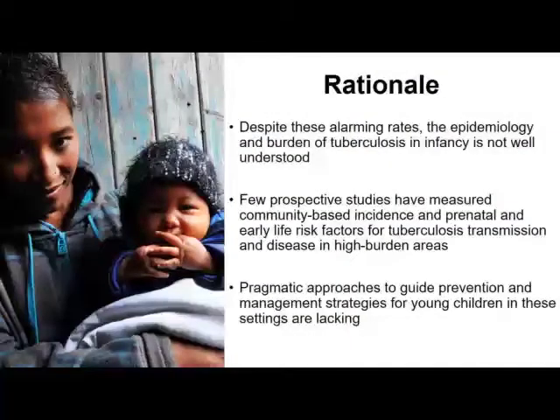So despite these alarming rates of mortality and burden among children, the epidemiology of tuberculosis in infancy is not very well understood. There have been few community-based prospective studies that have measured incident TB among young children, and few studies have measured prenatal and early life risk factors for progressive disease. Due to this, pragmatic approaches for dealing with tuberculosis in children are lacking.